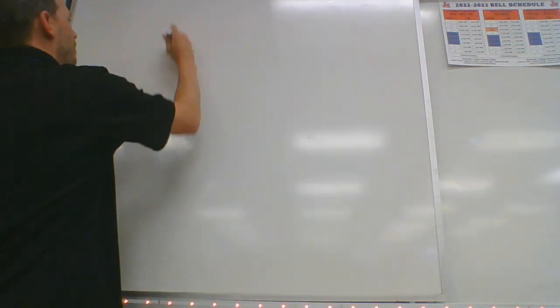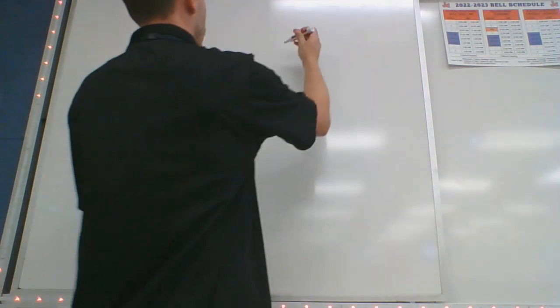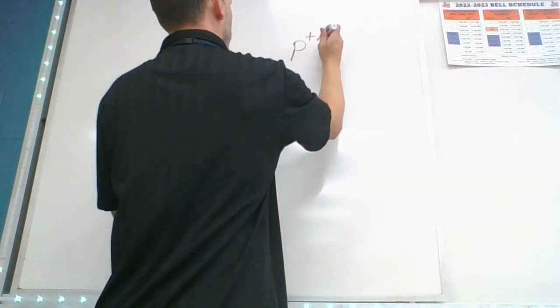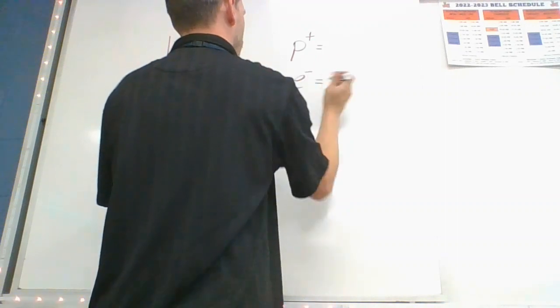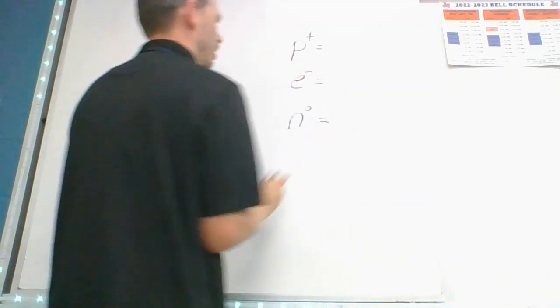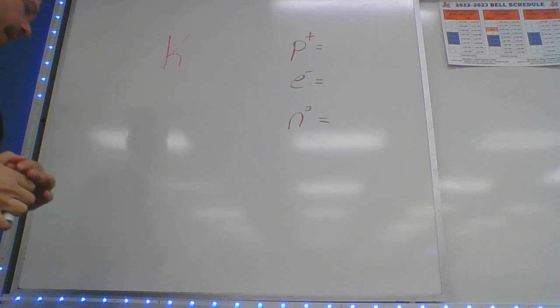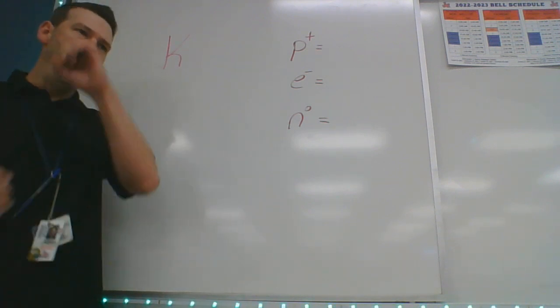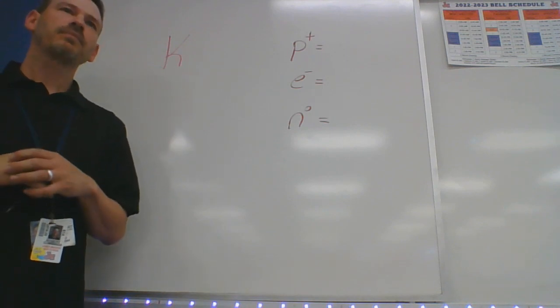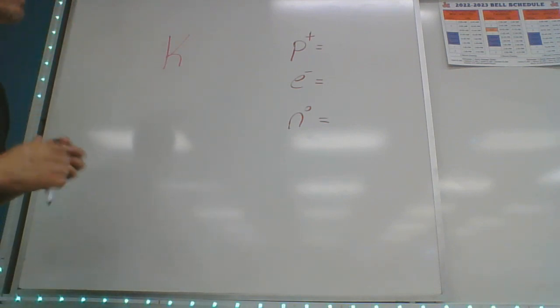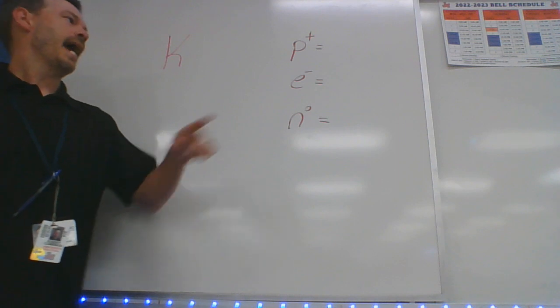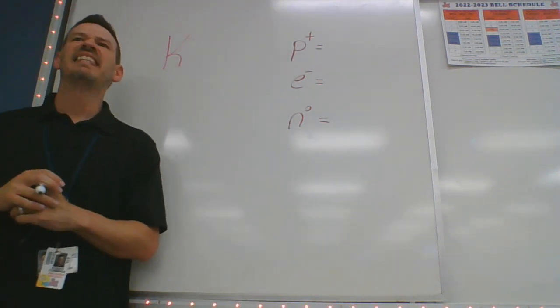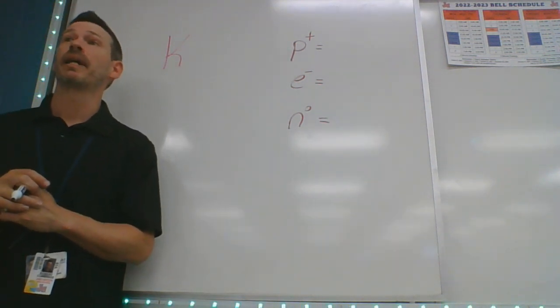All right, find potassium on the table. And what we're going to do is count the protons, electrons, and neutrons that are possessed in potassium. So go ahead and read back on your table with me, and let's see if we can make sense of this. In order to count the number of protons, it's equal to the atomic number.